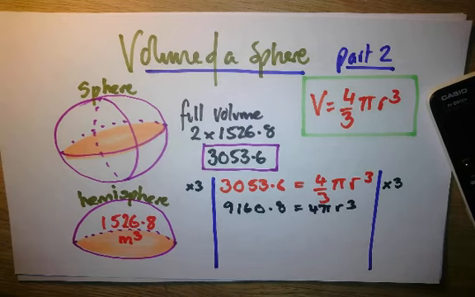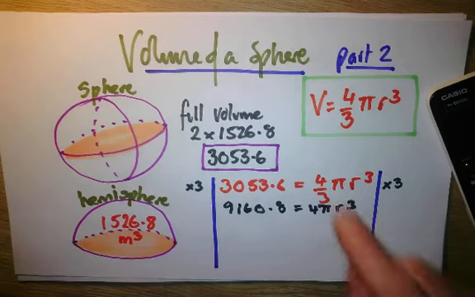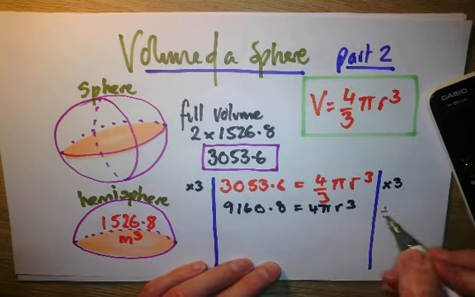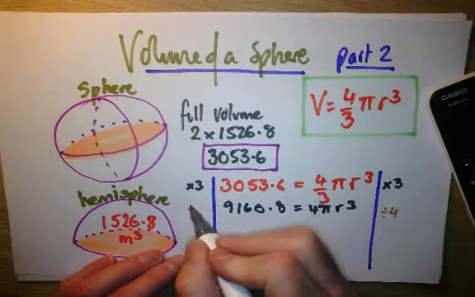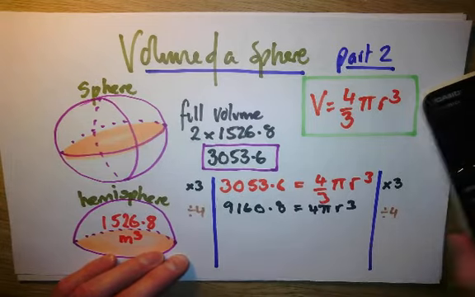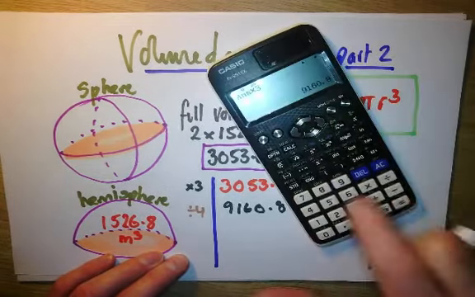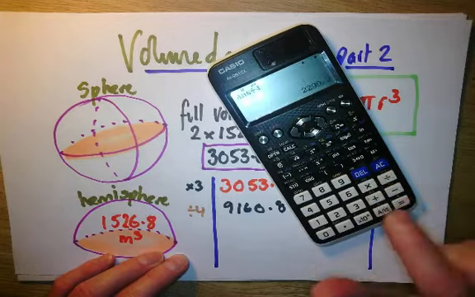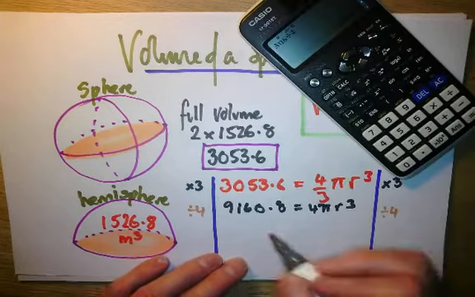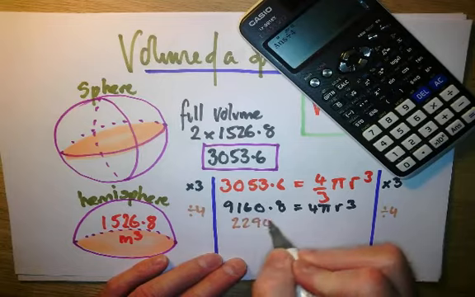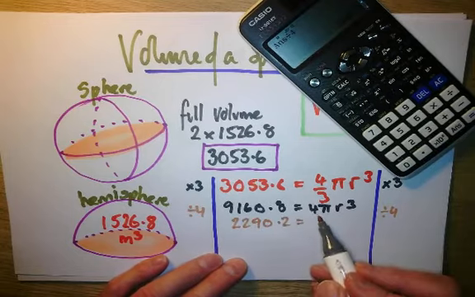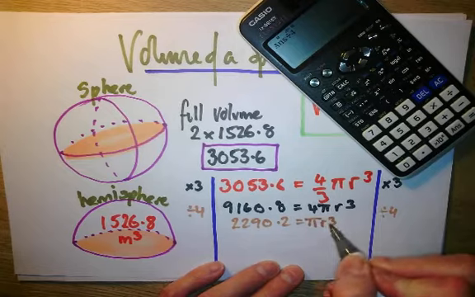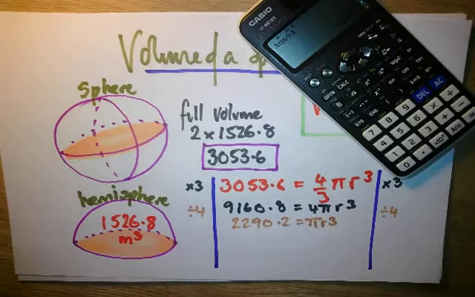Now what I want to do is deal with the times by 4. How do I get rid of times by 4? Well, I divide both sides by 4. Keeping that still where it is, I haven't got rid of that, so I'm going to divide by 4 equals 2290.2. Now, that doesn't equal 4 pi because I've got rid of the 4, it equals just pi r cubed.